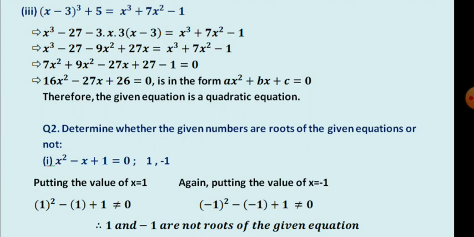Now, bringing all the left-hand side terms to the right-hand side, x cube and x cube will get cancelled. So, we'll have 7x squared plus 9x squared minus 27x plus 27 minus 1 equal to 0. Hence, the resultant equation is 16x squared minus 27x plus 26 equals 0. This is also in the form of ax squared plus bx plus c equals 0. Hence, the given equation is a quadratic equation.